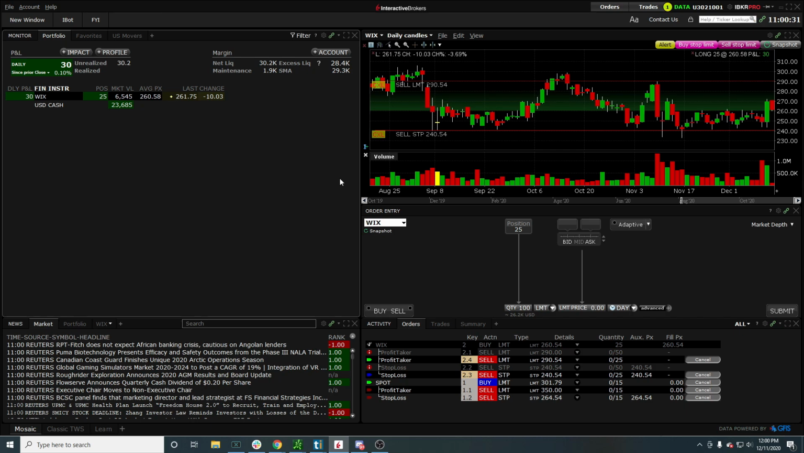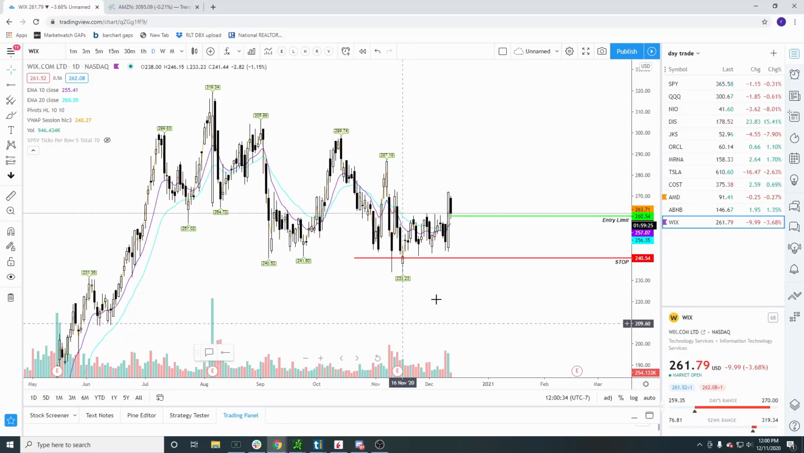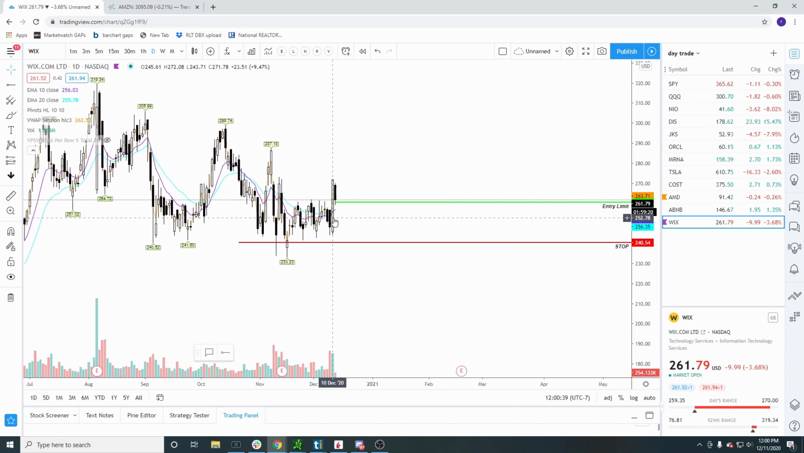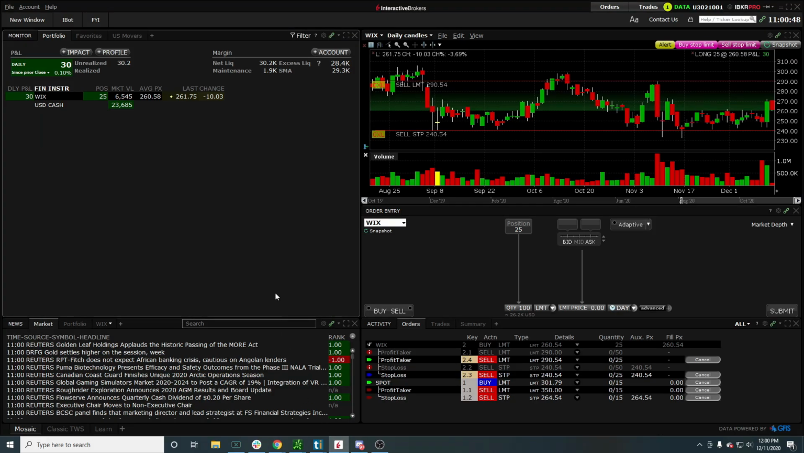So I did get filled on Wix today. This is the swing trade that I entered on Wix. A big bullish candle breaking out of this range with nice volume, and I just buy in the middle of that big bullish candle with all that volume. So it came down and it did fill me. Let's head over to IB and take a look.